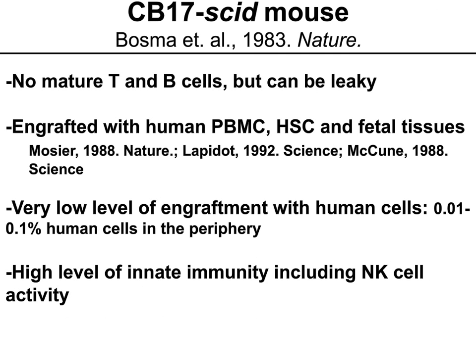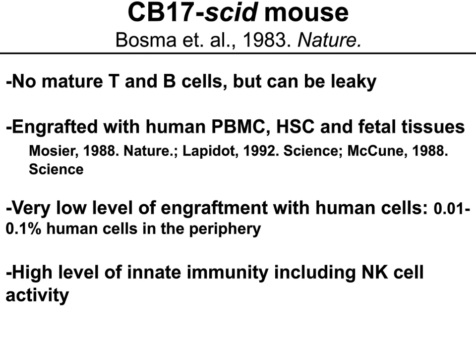Now, the CB17 SCID can be engrafted with human PBMCs, HSCs, and human fetal tissue. But overall, generally very low levels of engraftment are found in the periphery of these animals. It's only usually between 0.01 to 0.1% of human cells detectable on a consistent basis in the periphery. Now, this low level of engraftment was really attributed to the high level of remaining innate immunity in the CB17 SCID mice, including natural killer cells, which are, again, really good at killing non-self tissues.